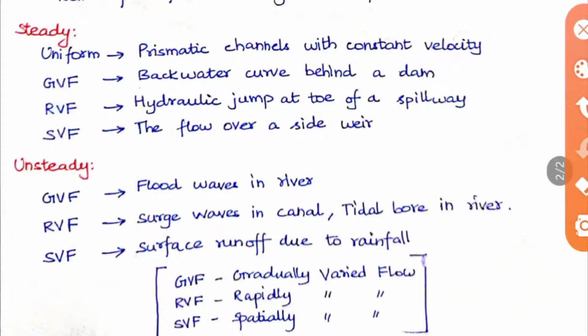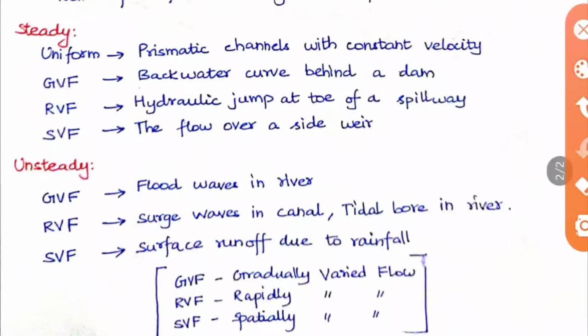And the fourth one is spatially varied flow. Spatially varied flow means the change along the length, that is, the change of the depth of the flow along its length. The example given here is the flow over a side weir.